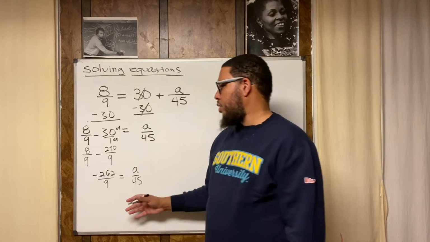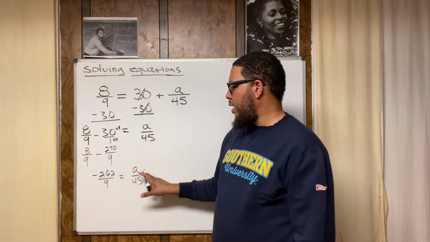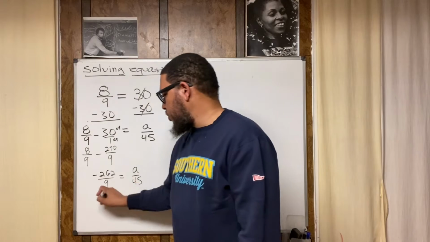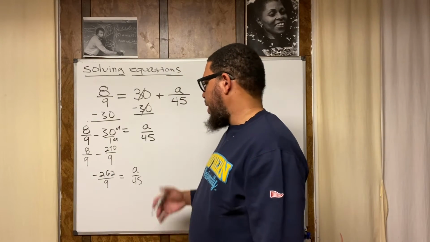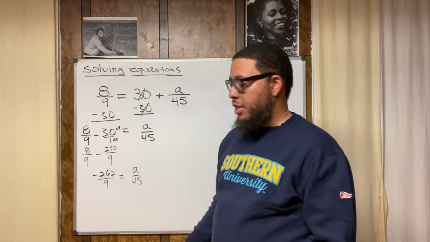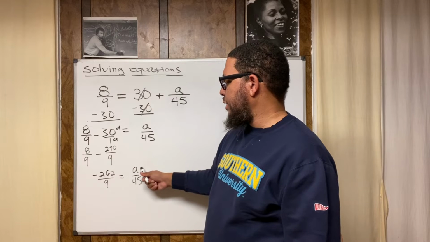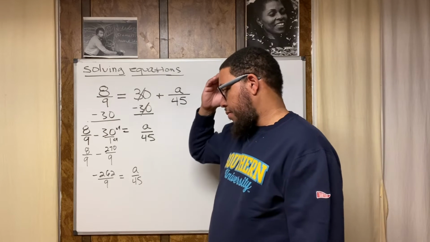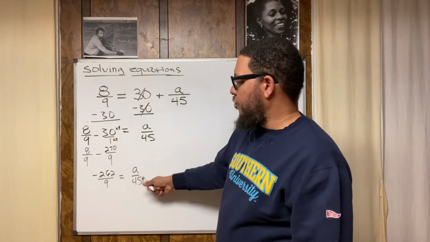Now we have what we call a proportion, right? Negative 262 over 9 is equal to a over 45. Now, there are a couple of ways I could do this from here. I could cross multiply, multiplying the diagonal terms, and that's a way to get rid of these two fractions. Or I could just get rid of what I don't want in order to isolate a by itself, which is to get rid of the 45. So let's do it both ways since we got time. Let me get rid of the 45.